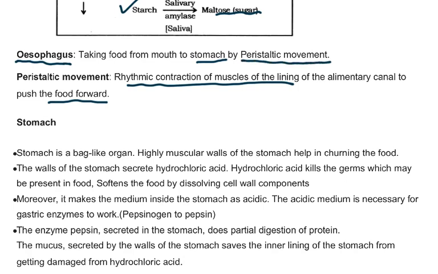This pushes the food into the stomach, but while the food is passing through the oesophagus, the salivary amylase is still acting on the food particles. So it is still broken down into smaller pieces. The process of digestion is still taking place in that region.